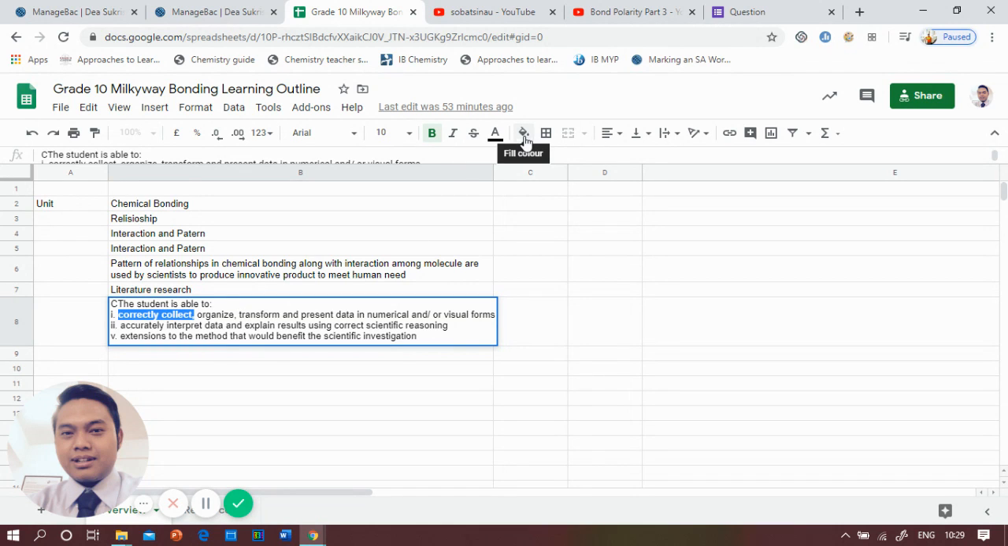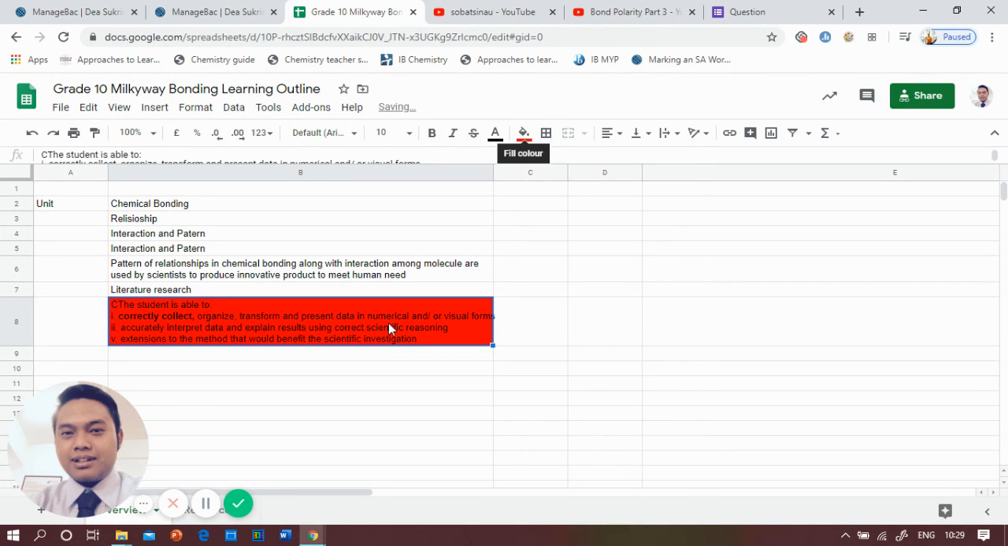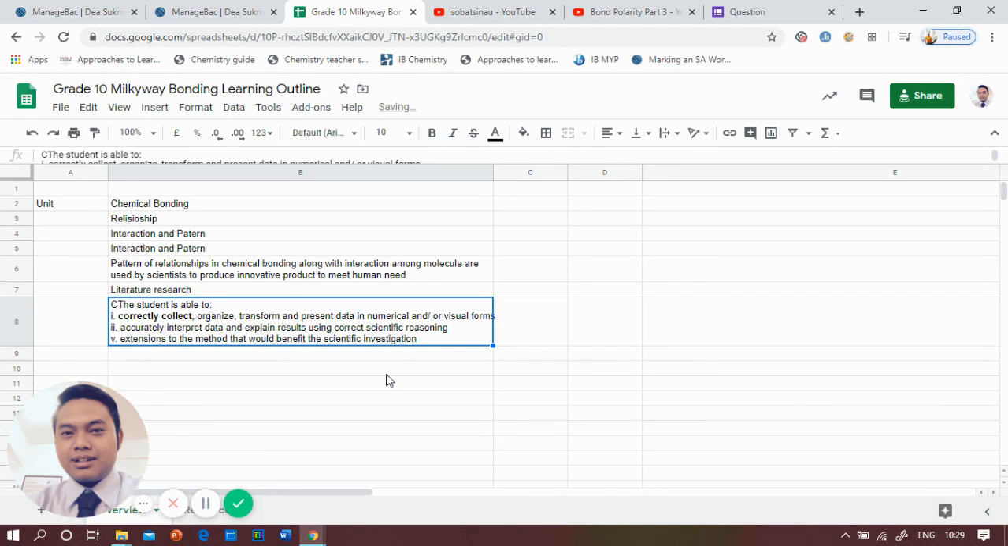Of course there will be questions in there. The collecting data will be from me. I'm going to give the data, and then you have to organize, transform, and present the data in visual forms, and then accurately interpret data and explain results using correct scientific reasoning. I'm going to give you questions, and you have to interpret the data, and then show whether you can answer the question using the data interpretation or not.